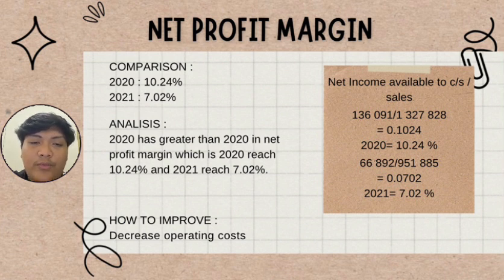How to improve the net profit margin is by decreasing operating costs. It's possible that you have high operating costs because you don't see how to reduce them efficiently. For example, expensive supplies can greatly increase operating costs. To fix this, see if you can buy common items in bulk to get a discount.